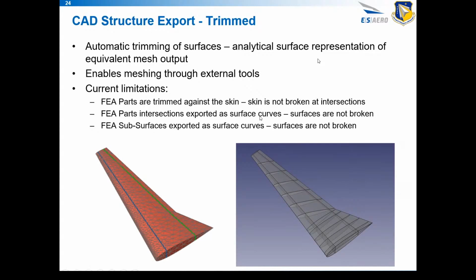Subsurfaces are just exported as surface curves, so the surface isn't broken up where you place your FEA subsurfaces as well. And for intersections between FEA parts, like where the spar intersects the rib, this is not breaking up the rib into a leading edge surface, a middle surface, and a trailing edge surface. It's still a single surface, and we just identify this intersection curve as a surface curve in the export files.